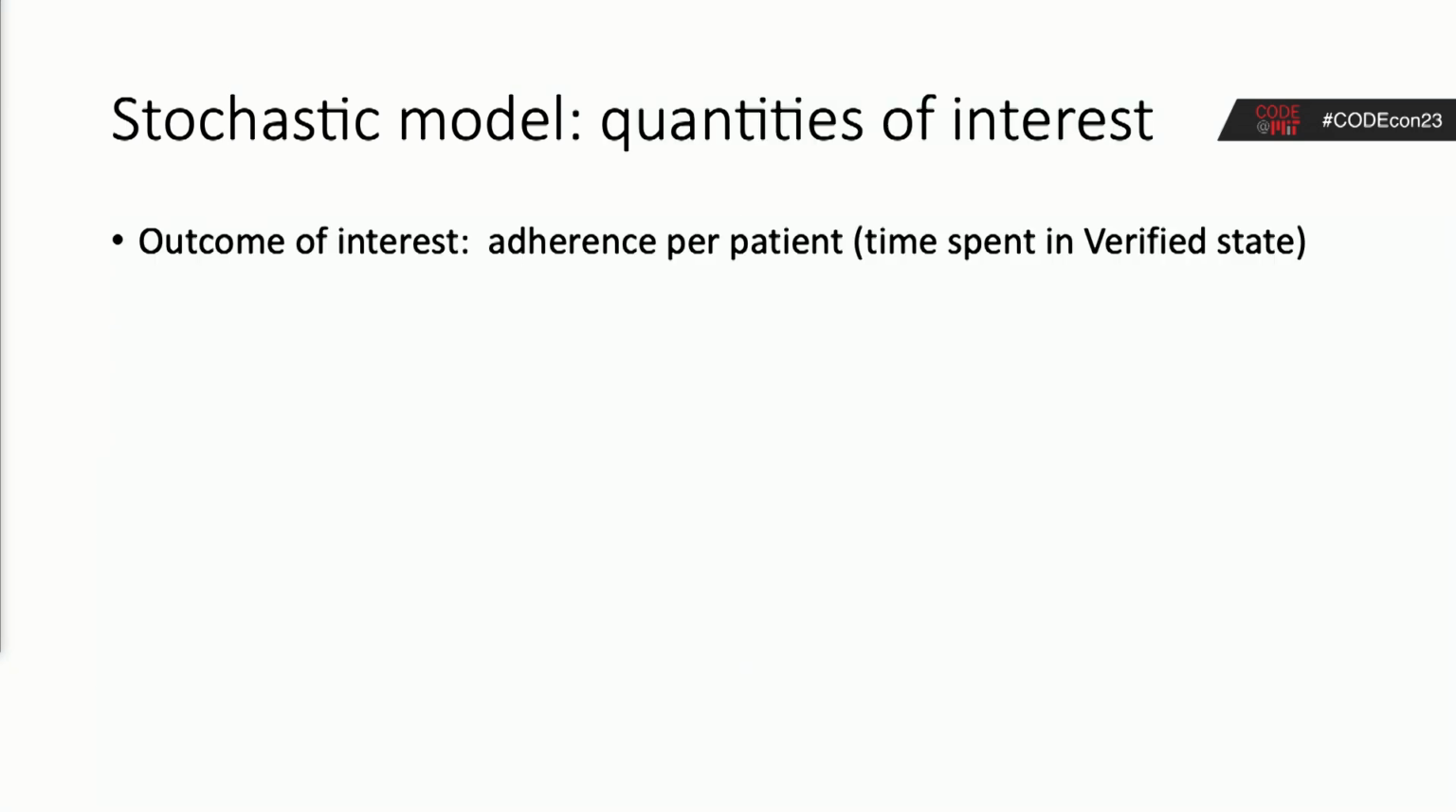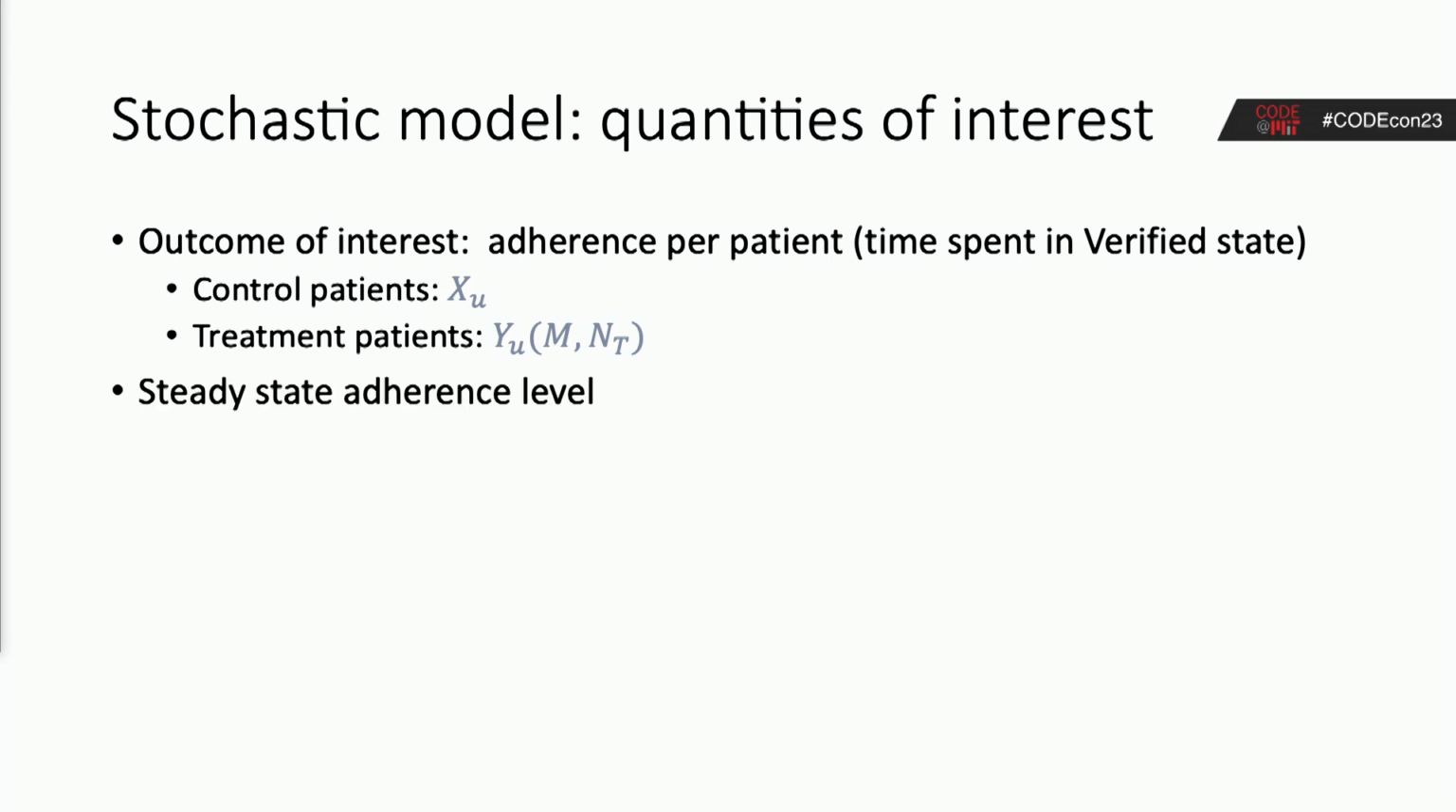Now, the outcome of interest that we'll focus on today is adherence. This is just the proportion of time you spend in the good state, the verified state. For control patients, we can define a random variable, just some variable x that depends on the user. For treatment patients, though, this random variable really does depend on the number of patients and the number of providers in the platform. And then we focus on the steady state adherence level, so what is the expected value of these quantities in a long run setting?